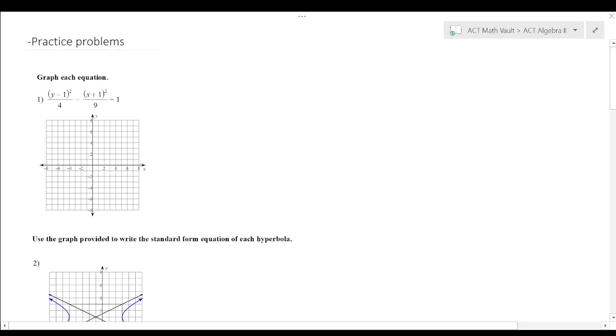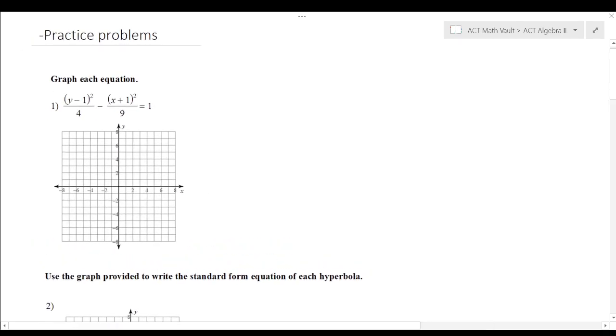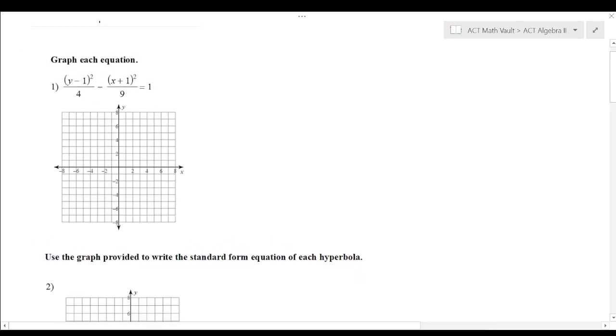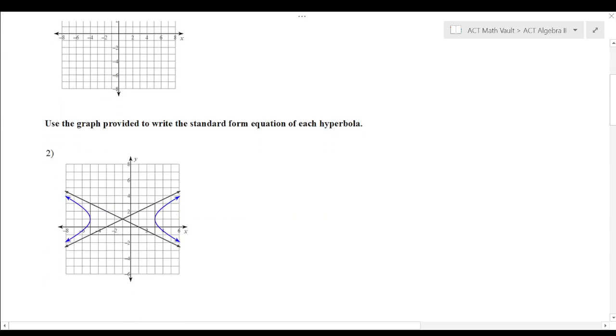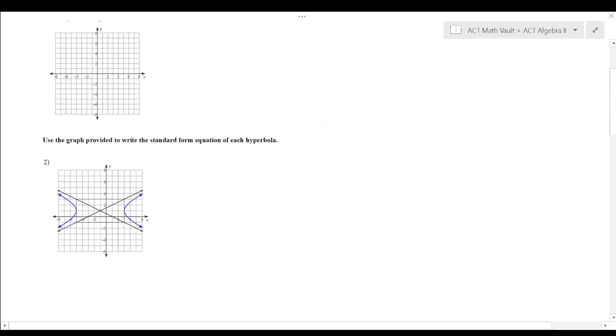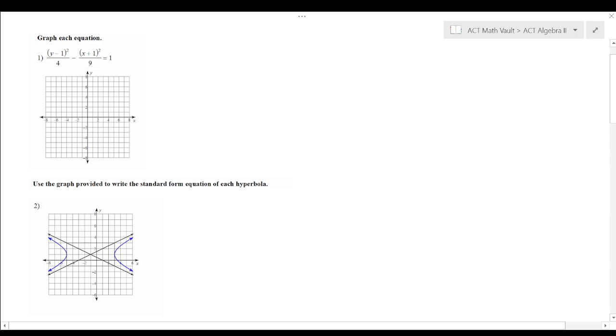And as far as practice problems go, let's try another one of these where you are graphing. Notice this one is y minus x. And then this one that you have to write an equation for is left and right. So that is the opposite of what we do. I'll let you try these. Maybe pause the video. I will show you the answer.